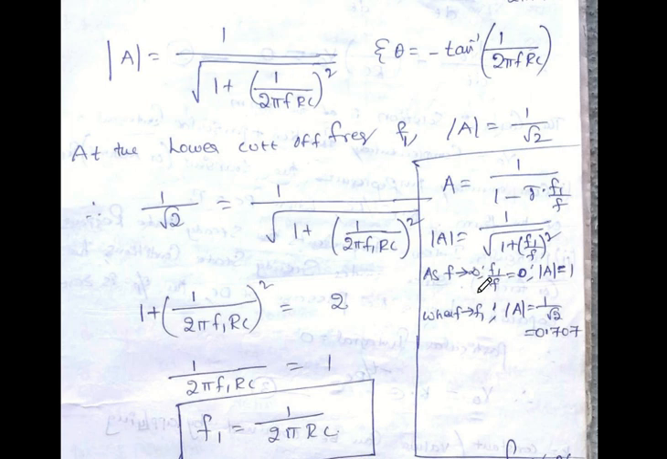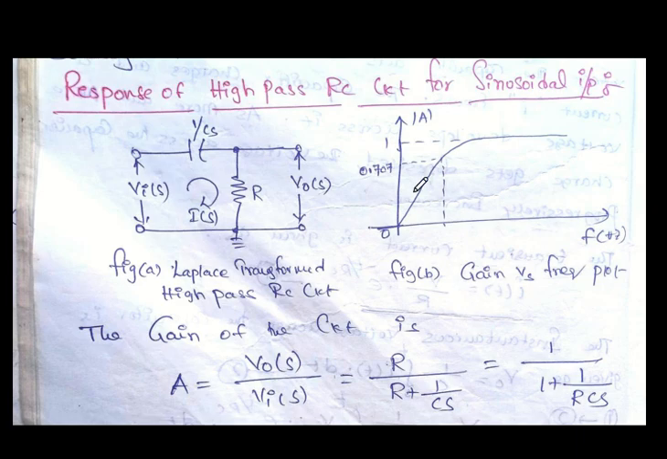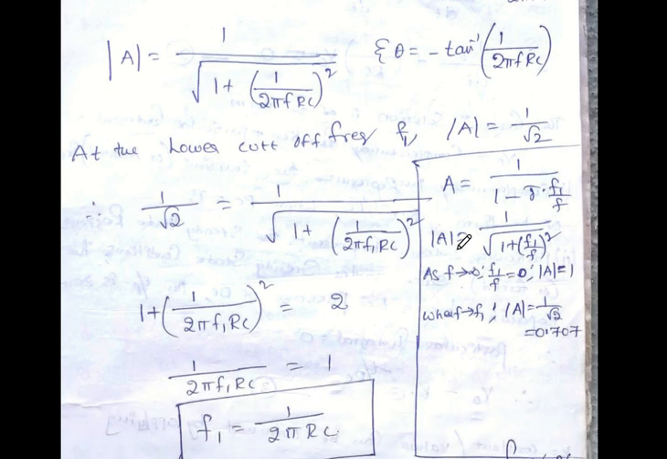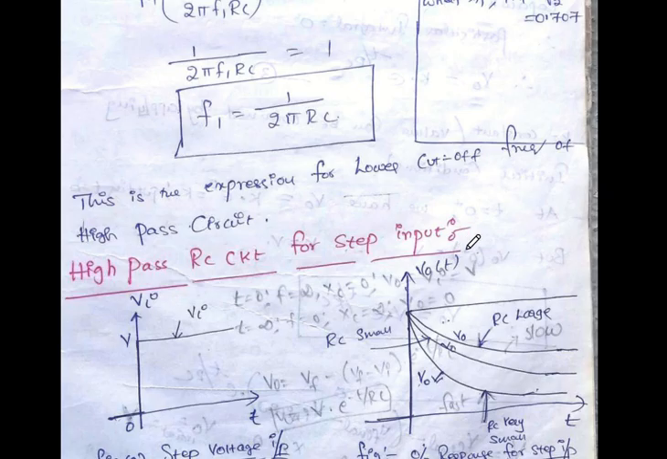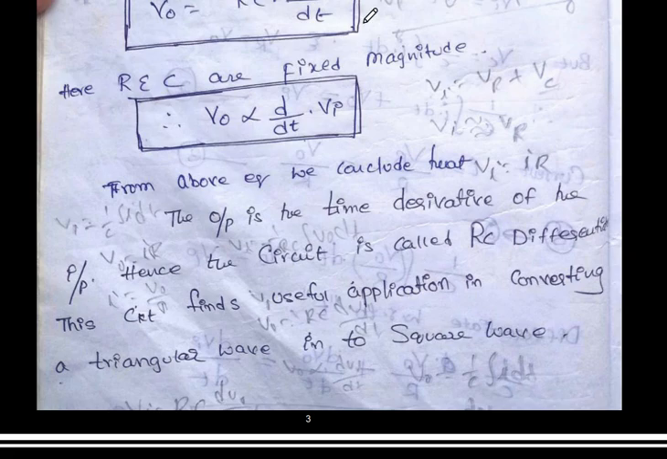When the input signal frequency is infinite, mod A is equal to 1, because when f is infinite, this value becomes 0, and the square root of 1 is 1, so 1 by 1 gives mod A equal to 1. When f is equal to f1, mod A is 1/root 2, that means 0.707. That is clearly depicted here. When f is equal to f1, its magnitude is 0.707, and when f is infinite, its magnitude is 1. That is clearly represented here. So this is the response of the high pass RC circuit for a sinusoidal input signal.